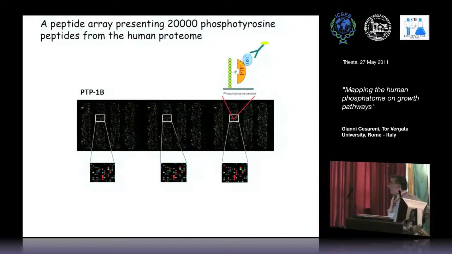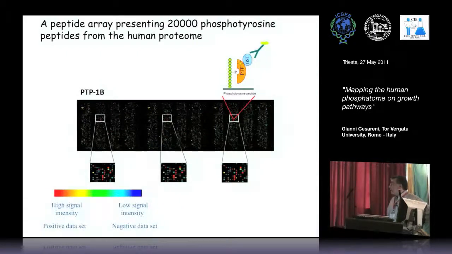So this is done in triplicate. This is meant to illustrate the reproducibility of the experiment in the 3-replica array. We tested each peptide with a domain or with a protein. We use an antibody labeled with a fluorescent probe, and we come up with results similar to this, where the color reflects the intensity of the signal.